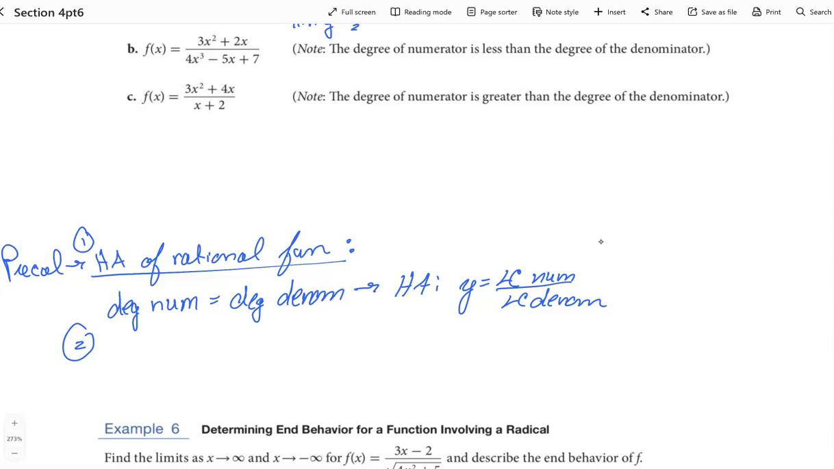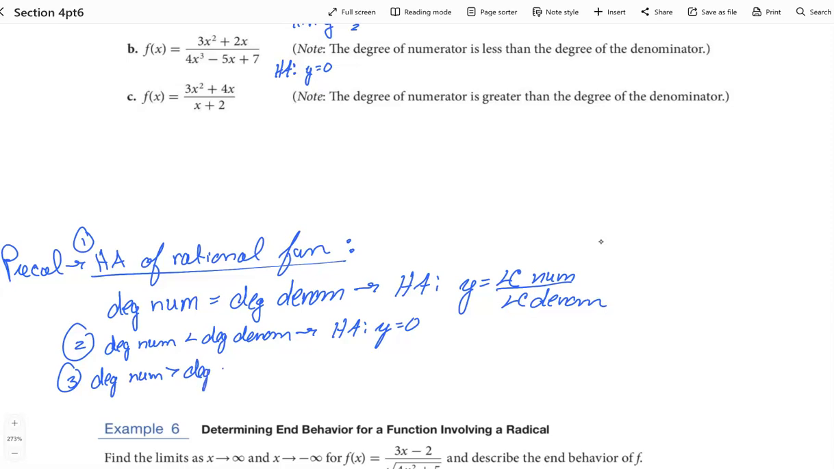Rule 2 said if the degree of the numerator was less than the degree of the denominator, the horizontal asymptote was y equals 0. So if I look at part B, I would expect it to be y equals 0. And then rule 3 says if the degree of the top outweighed the degree of the bottom, there are no horizontal asymptotes.